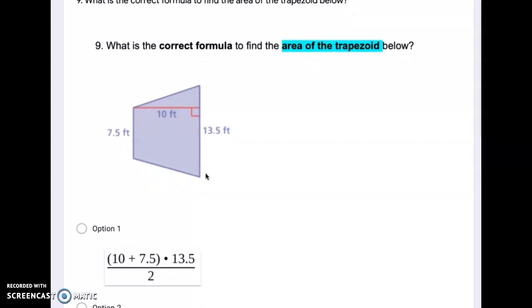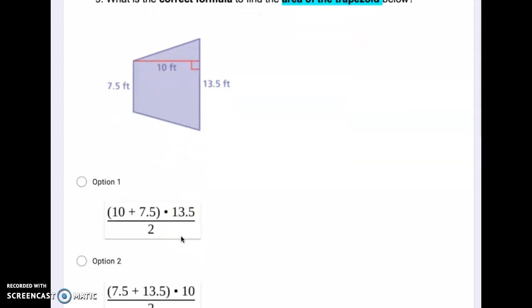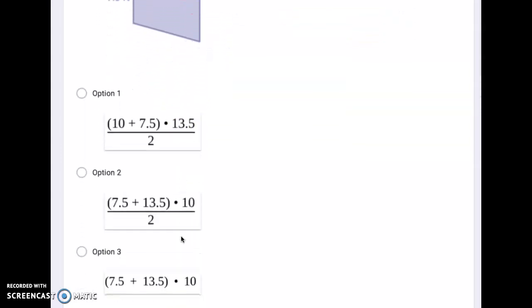Number 9, what is the correct formula to find the area of the trapezoid below? So look at the shape here, what is labeled, and plug that into the area of a trapezoid. And look at your responses to see what is the correct answer.